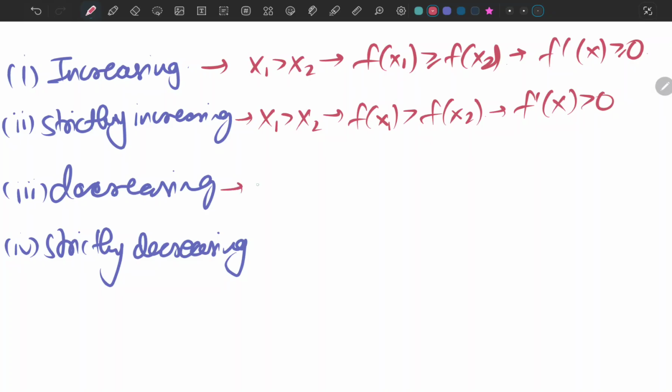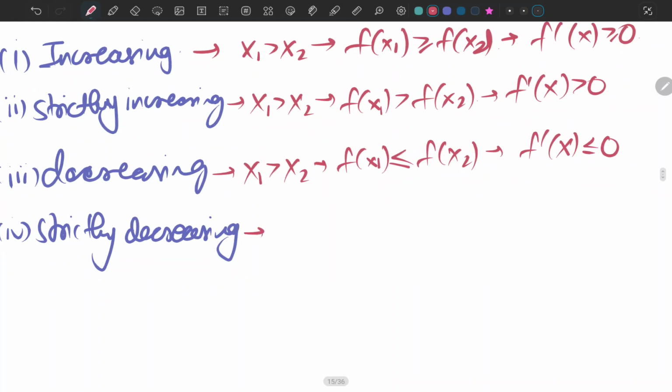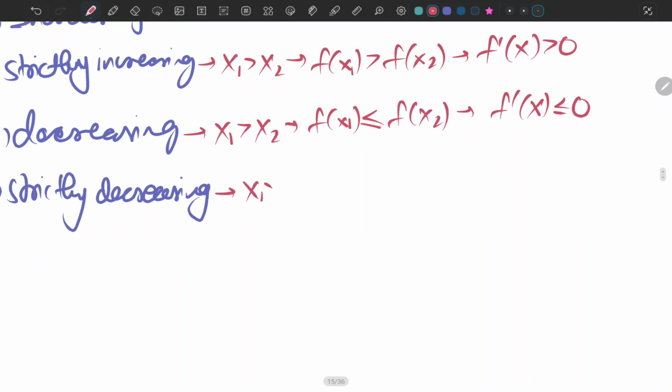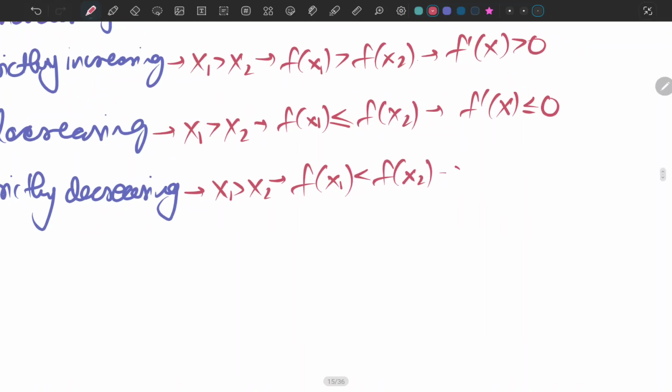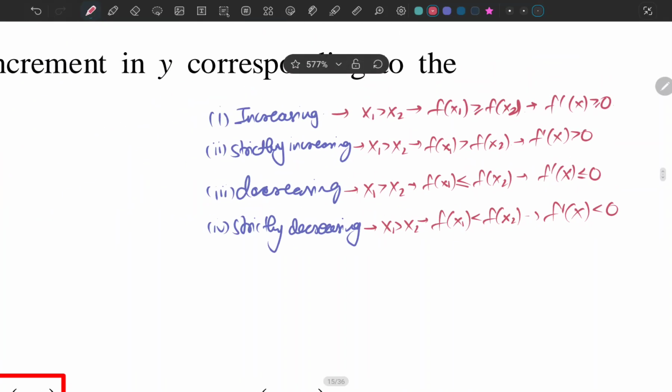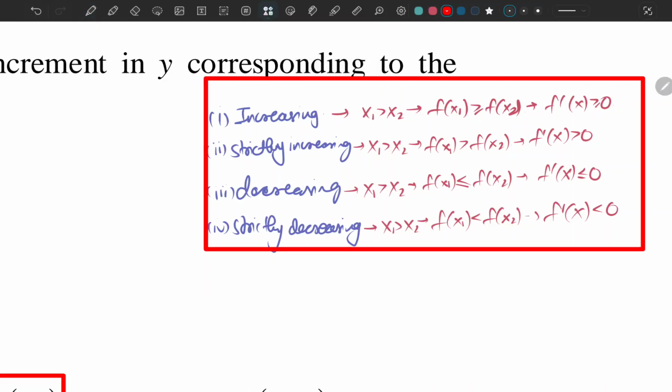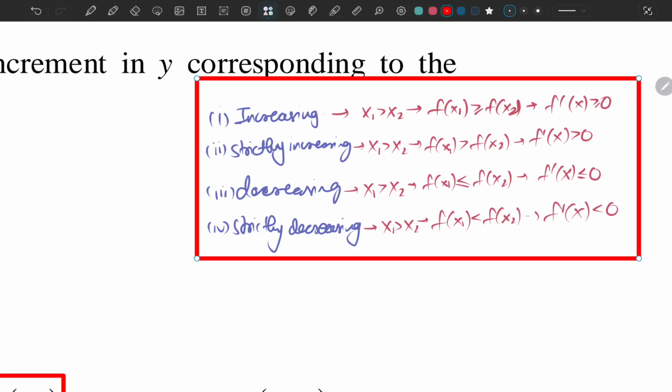Same for decreasing. If x1 is greater than x2, then f of x1 should be less than or equal to f of x2. That means f dash x should be less than or equal to 0. And if we talk about the strictly decreasing function, if x1 is greater than x2, then f of x1 is less than f of x2, that says that f dash x is less than 0. So this is what it is all about. This chapter is just titled on these four parts, I would say.